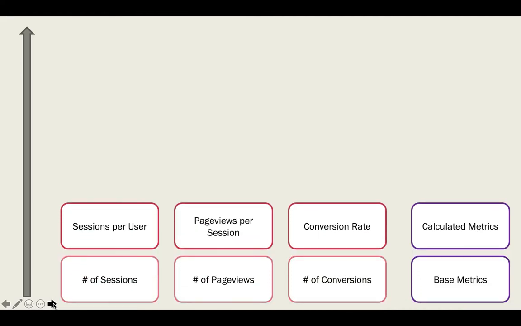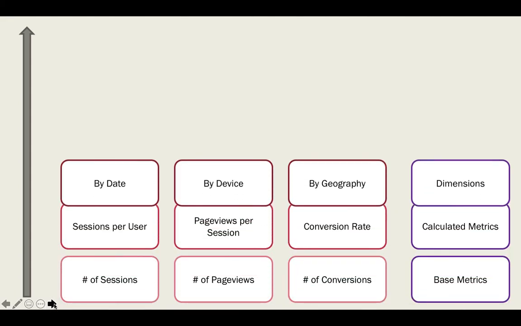Next, we get calculated metrics. Google gives us a lot of calculated metrics already in terms of sessions per user, page views per session, conversion rates if we have goals set up, and if we're fully instrumented. But we can also create our own calculated metrics, which was one of the assignments for this week as well. These calculated metrics rely on the base metrics, can be calculated in different ways, and are available to us in any reports or dashboards we create.